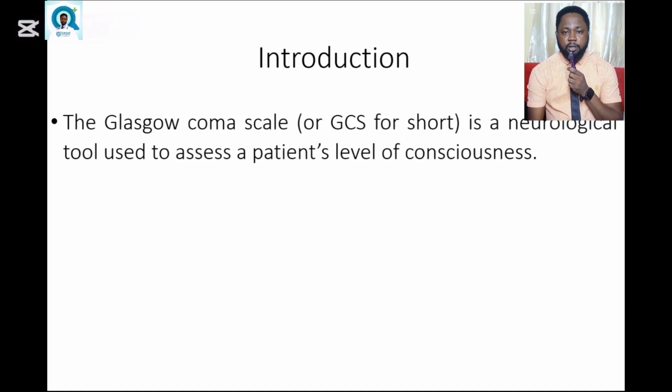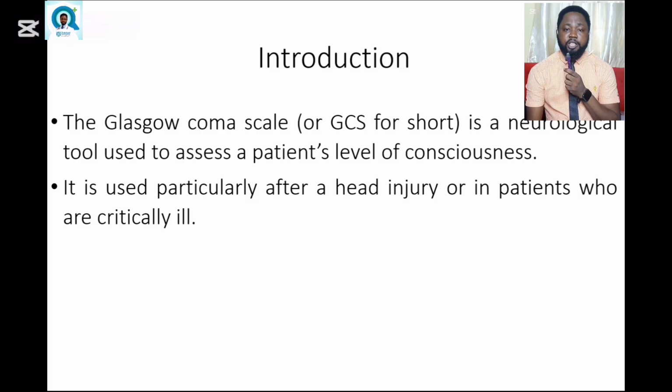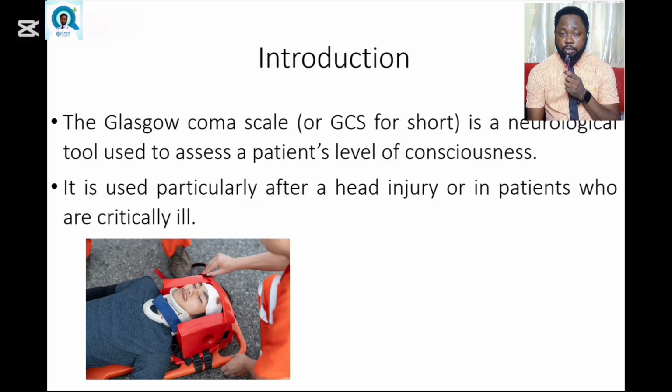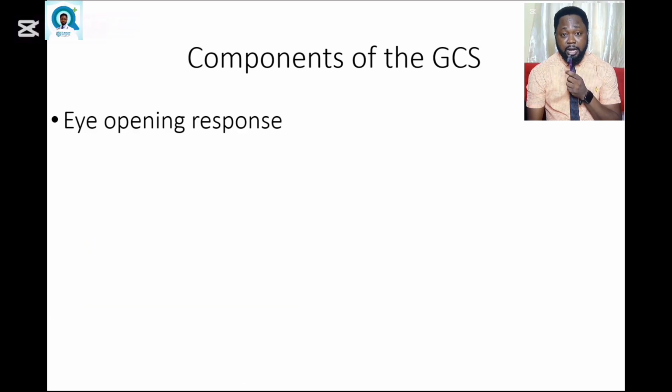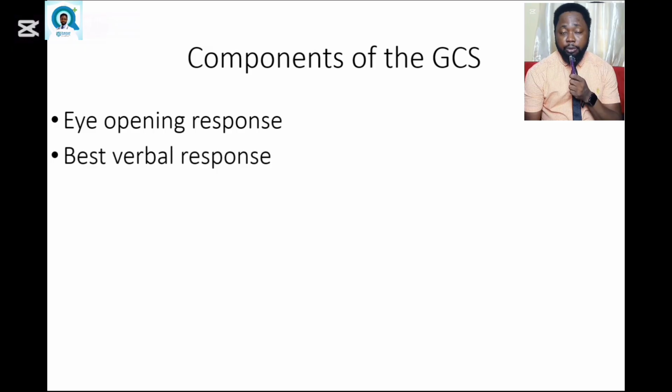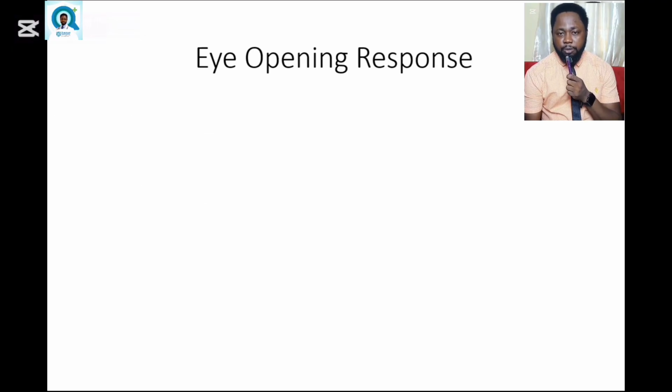The Glasgow Coma scale, or GCS for short, is a neurological tool that is used to assess a patient's level of consciousness. It is used particularly after a head injury or in patients who are critically ill. The GCS has three components, and they include the eye opening response, the best verbal response, and the best motor response. So let's begin with the eye opening response.